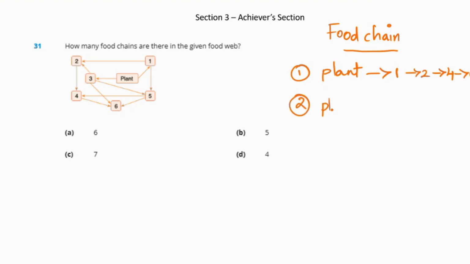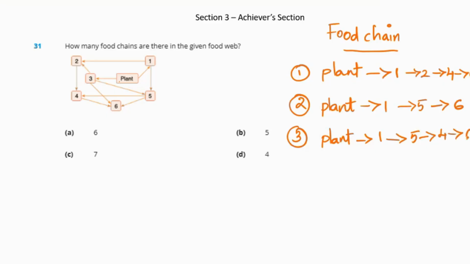Second one, again, we are starting with plant. Correct? Yes. So second one is what? That is 1 again. And here 5 is eating 1. Then 6 is eating 5, right? Third food chain, again, we are starting with plant. Yes. So that is 1, 5, then 4 and 6. Correct? Yes. Now let us check another food chain here.